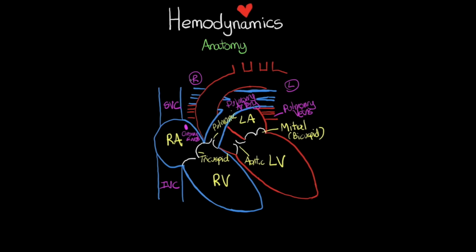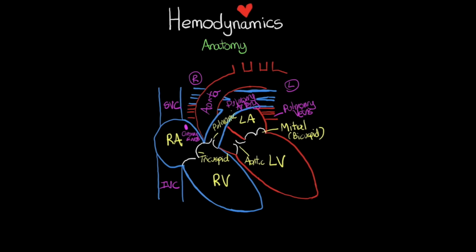And so now the blood is in the left side of the heart. It will be ejected from the left ventricle via the aortic valve, and from there it's going to pass into the aorta. And this is where the blood is going to begin its travel to all the different parts of the body.